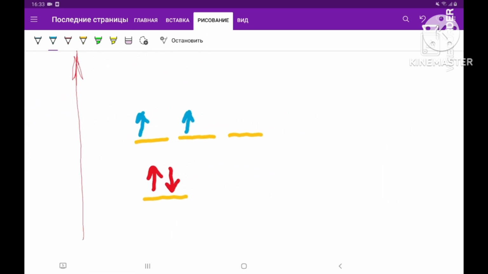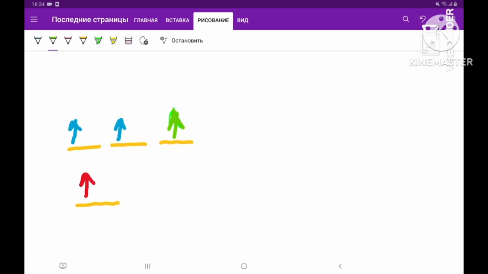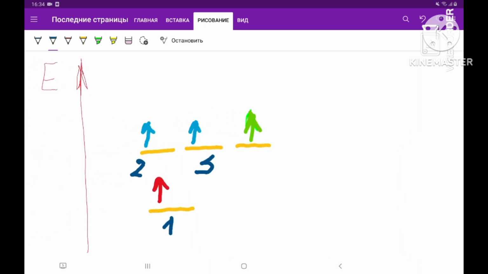This is the normal state. What if the atom gets excited? This 1s electron will move to the p orbital, so we will get such a form, 1s1 2p3. This is the excited state and has a higher energy. Overall, we here have what? 4 orbitals. Let's draw them.